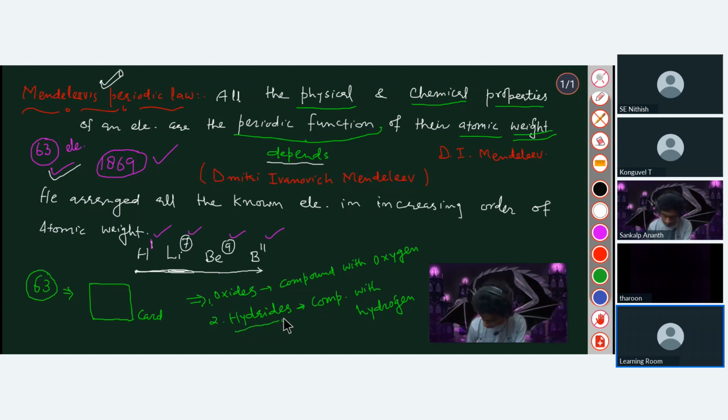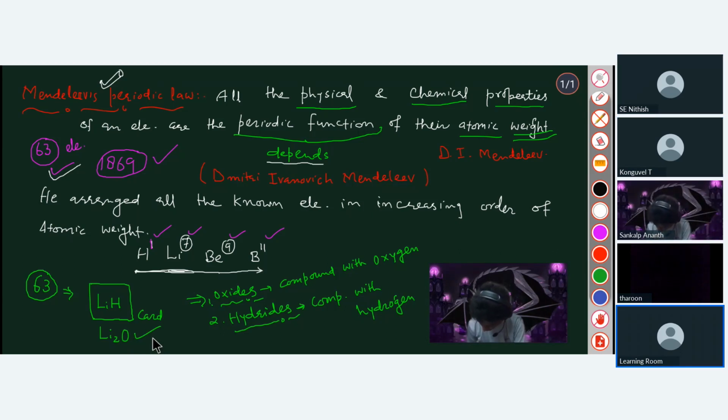This is very important. Sometimes it is asked in the viva or in the exam what are the two properties which Mendeleev studied for all the known elements. They were their oxides and their hydrides. Oxide means simply compound with oxygen, and hydride means compound with hydrogen. For example, lithium forms a hydride with hydrogen, formula LiH. Similarly, lithium forms an oxide with oxygen, that is Li2O. We will see all these when we draw the Mendeleev's periodic table.